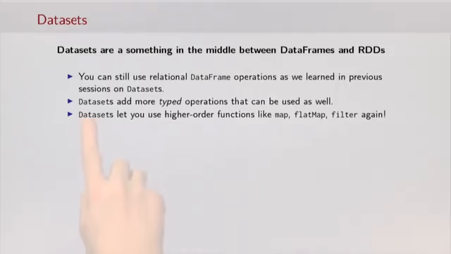In addition, datasets add more typed operations that can also be used. So these typed operations include actually relational operations, so we can have both typed and untyped relational operations, and then of course we have these functional transformations which are all typed as well. So now we have these higher order functions like map, flatMap, and filter again, which we didn't really have on plain data frames before they were mixed together with datasets.